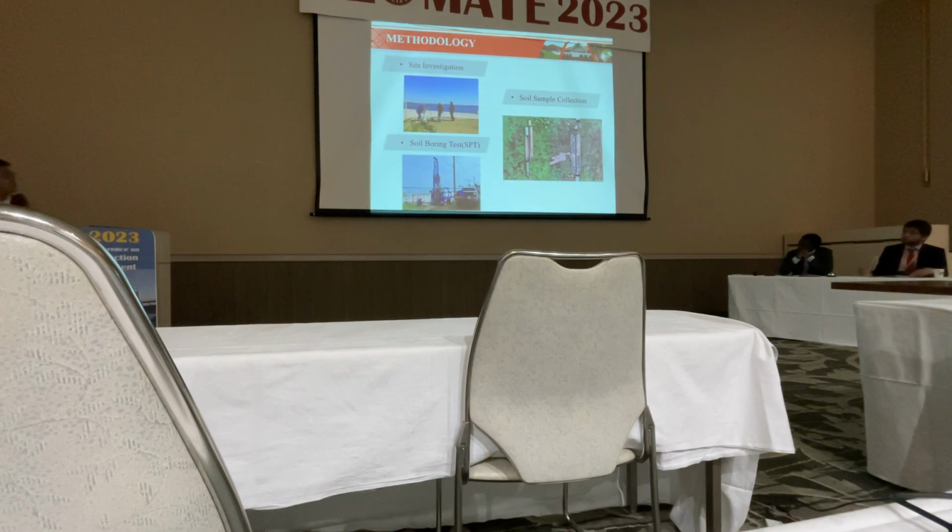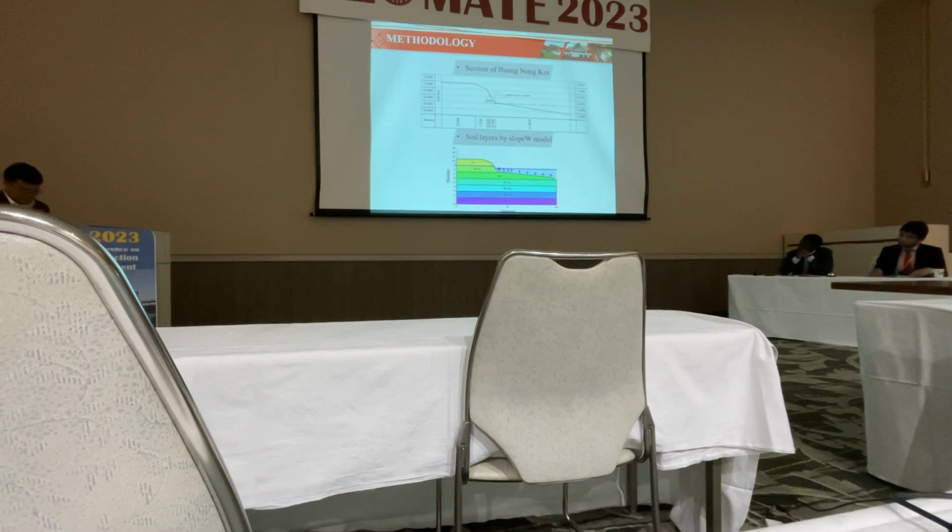On this figure, I show the site investigation, soil boring test, and soil sample collection. From the survey data, we found the slope of the swamp is 56 degrees and is about 20 meters from the bank. We found the depth of the swamp is about 4.5 meters, as shown in picture 1 and picture 2, the soil layer by slope view model.